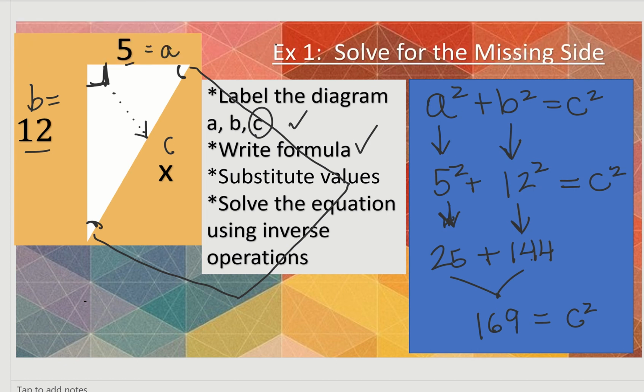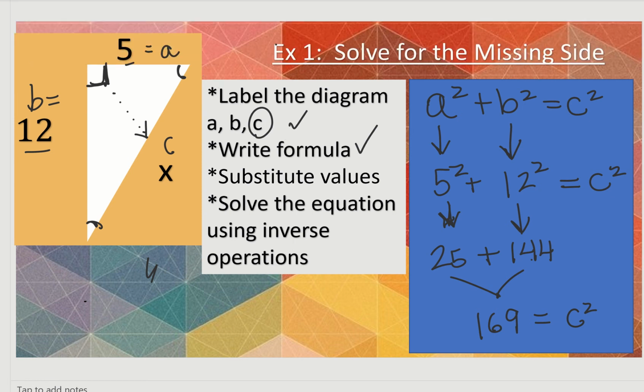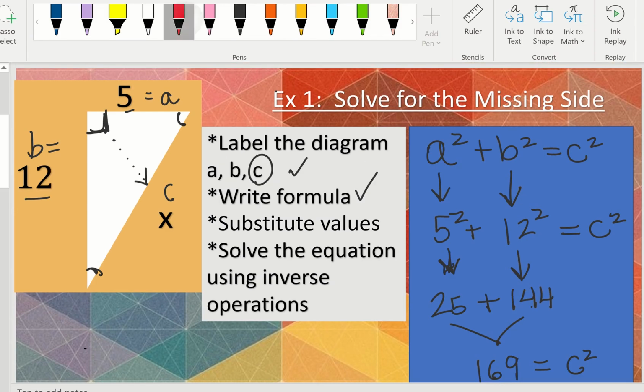We want to know just the side. So if we want to know just the side, we need to do some inverse operations. And it's a good thing we just did this. So to get C and not C squared, we do the opposite. We take the square root. And in this case, C is 13.